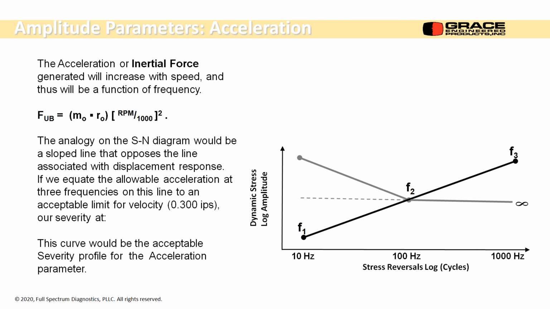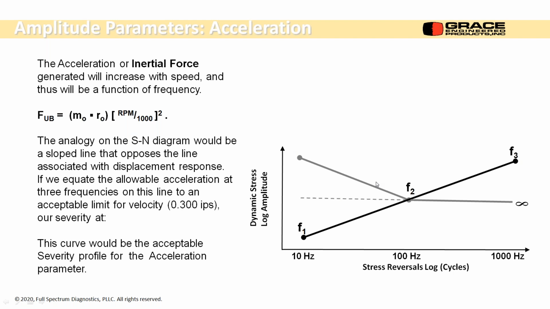Now, acceleration has the same type of problem. The acceleration, or inertial force, generated will increase with speed and will be a function of frequency. The centrifugal force, the unbalanced force, has a mass offset and a radius offset of that mass, and there's RPM in here, and it's RPM squared actually. So it's even a little more nonlinear. But this is the path it follows.